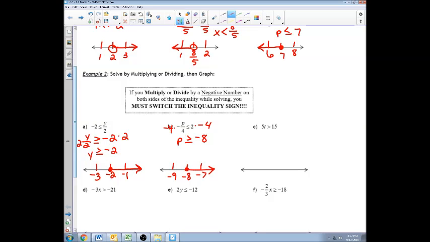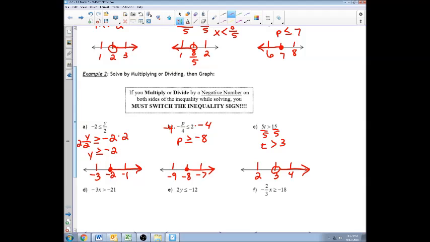Part C, I have 5t. I'm going to go ahead and just divide by 5. Did not divide by a negative, so my sign can stay the same. And I'll have 3, so it would be 2, 3, and 4. I can follow my arrow because my variable is on the left. I will have an open circle because my sign is just greater than.